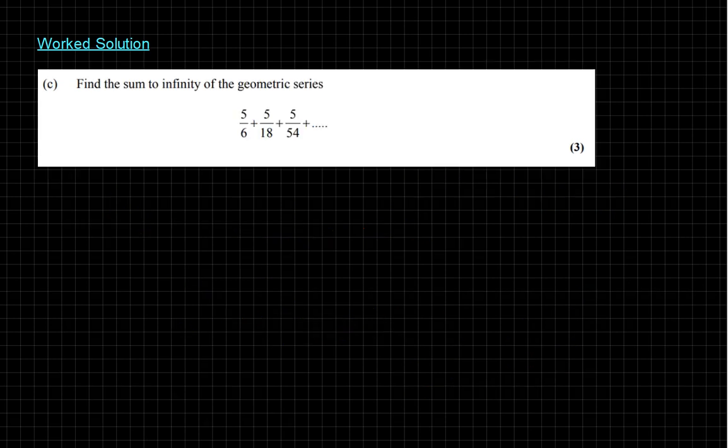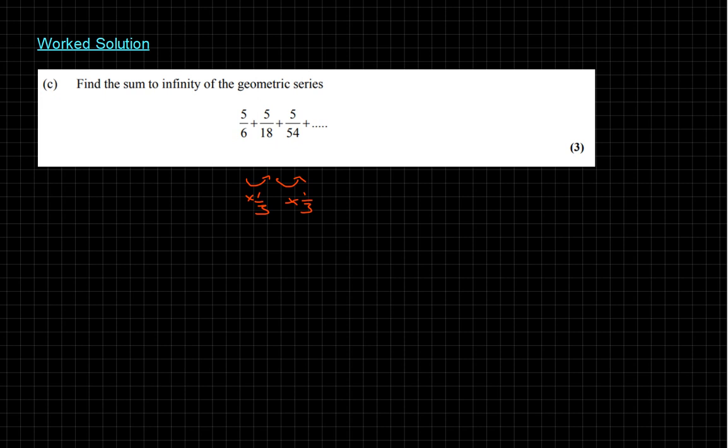Okay, and then part C, nice and simple. You've got the sum to infinity of a geometric series. Technically, this third term is completely unnecessary, but if you've been told it's geometric, you can take it on faith that the ratio is the same each time. However, as a sanity check, they've given you 3 terms rather than 2. What do I multiply 5/6 by to get 5/18? It's a third. And then check that that makes sense: 5/18 times a third gives me 5/54.